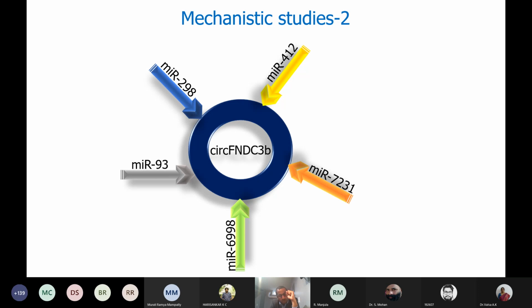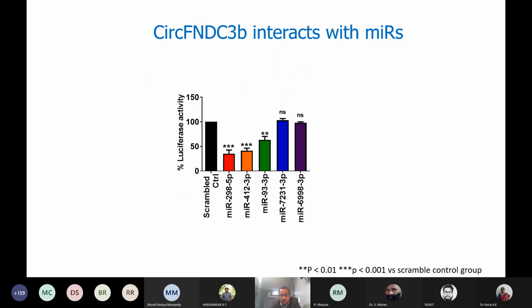So we thought it would be a good way of demonstrating the function of circular FNDC3B. And Nikolaus Rajewsky's group have published in Nature that one of these circular RNAs has 77 binding sites for a microRNA which plays an important role in cancers. When they overexpress this circular RNA, it interacts with that microRNA and inhibits it, and they have shown in cancer lines that they can inhibit cancer cell proliferation. So taking that as an example, we thought circular FNDC3B might be interacting with these microRNAs and holding them back, inhibiting their activity, and probably that's how it is improving cardiac function, which we saw in our previous experiments.